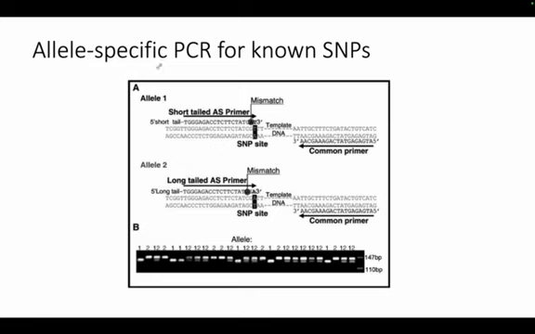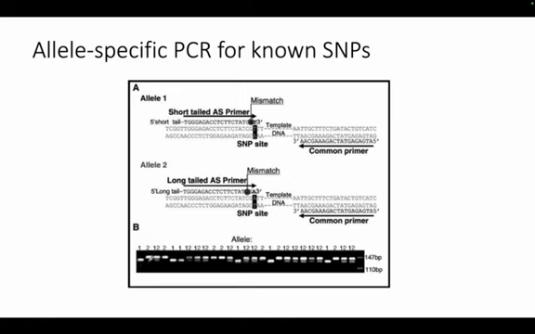There is a PCR technique called allele specific PCR, which depends on clever primer design, where you have a primer that matches allele 1 and a primer that matches allele 2. When you perform PCR with these two and a common primer, you get 2 different bands, and that allows you to detect whether allele 1 or 2 is present, or even both.